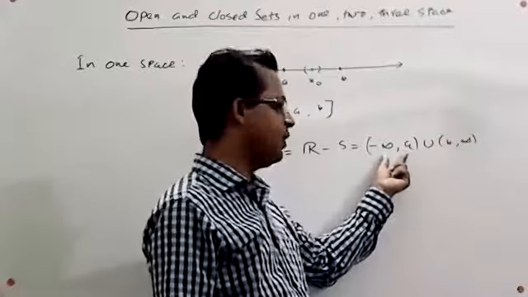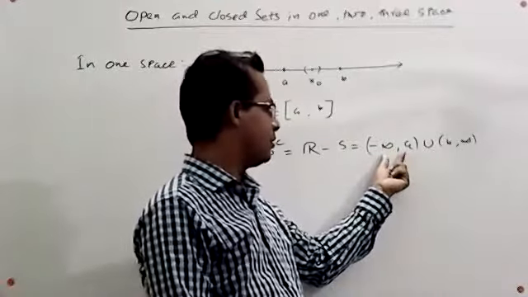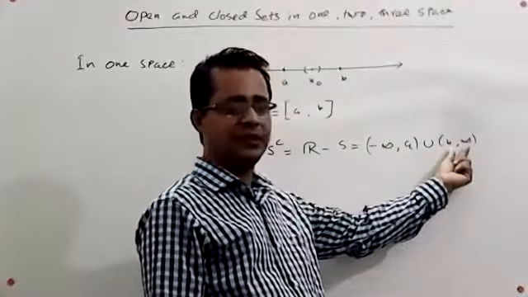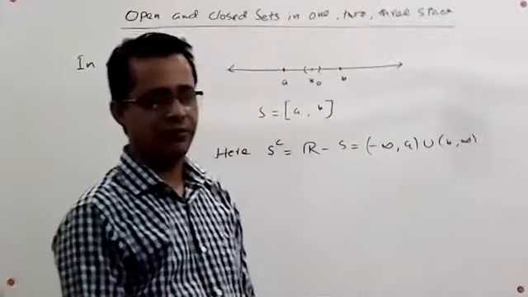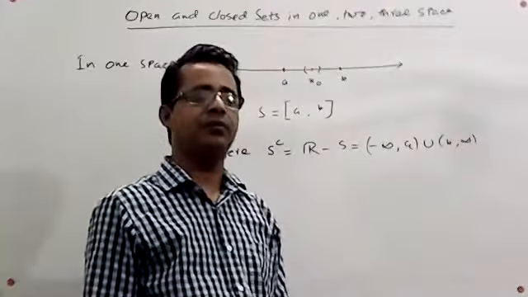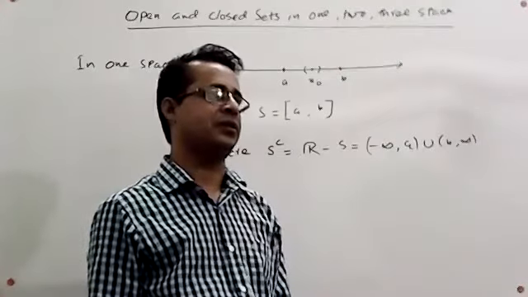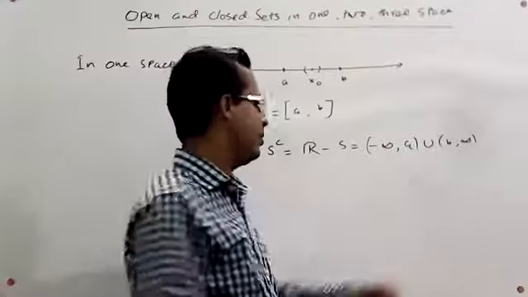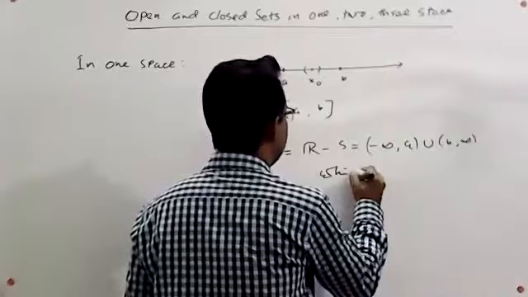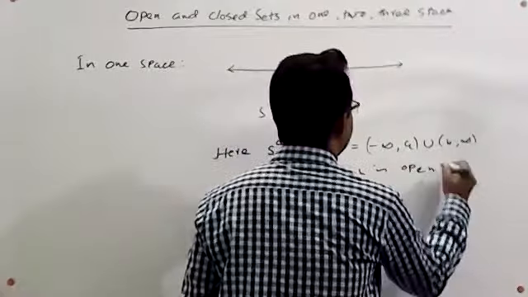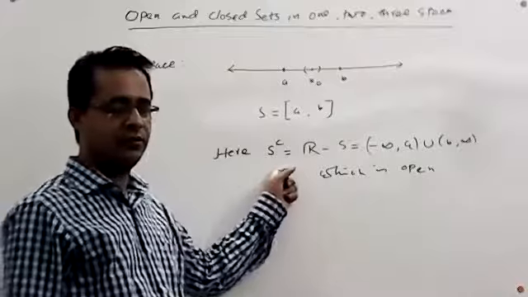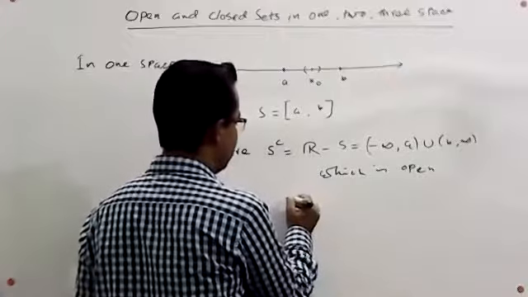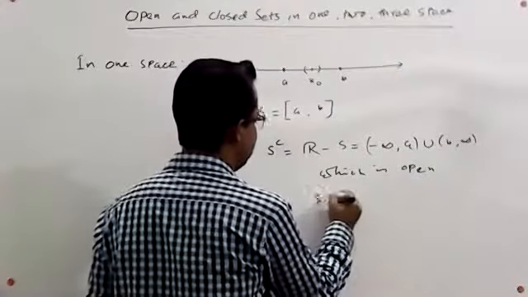We know that any open interval is an open set. So minus infinity to A is an open set. Also, B to infinity is an open set. And we know a theorem, the union of two open sets is also an open set. So we can say that S complement is an open set. Since S complement is open, by definition we can say that S is a closed set. Therefore, S is closed.